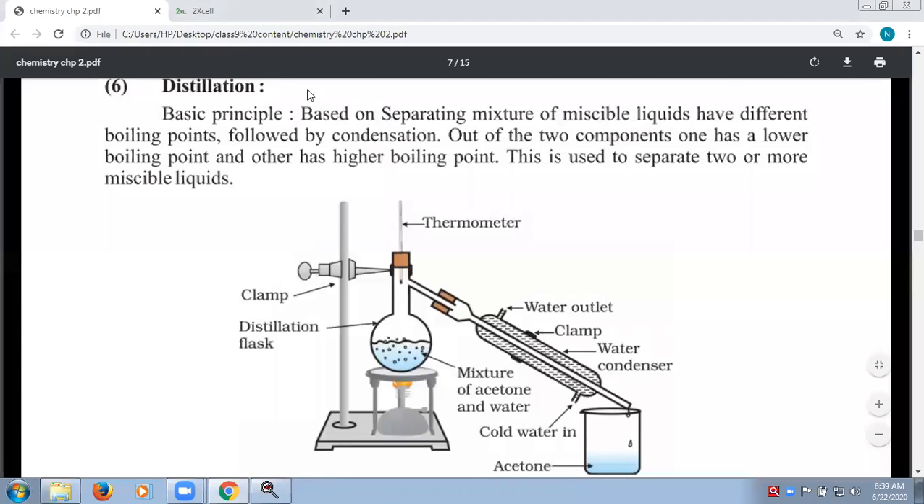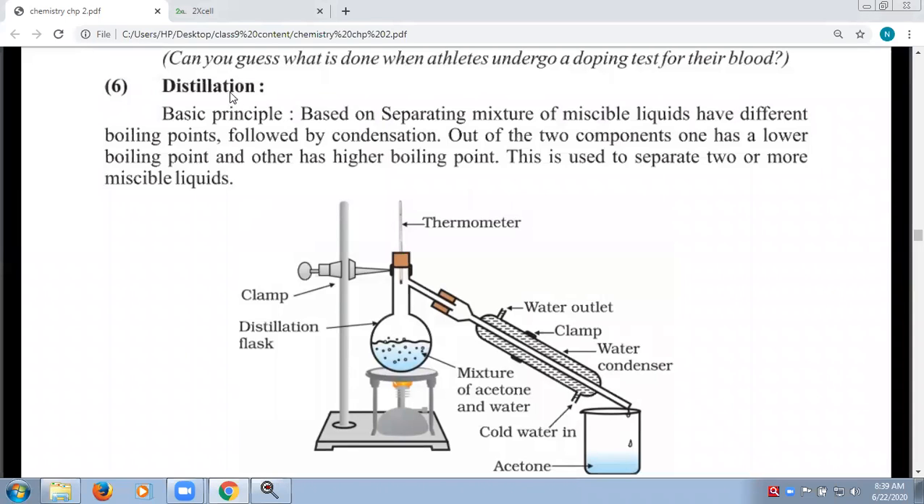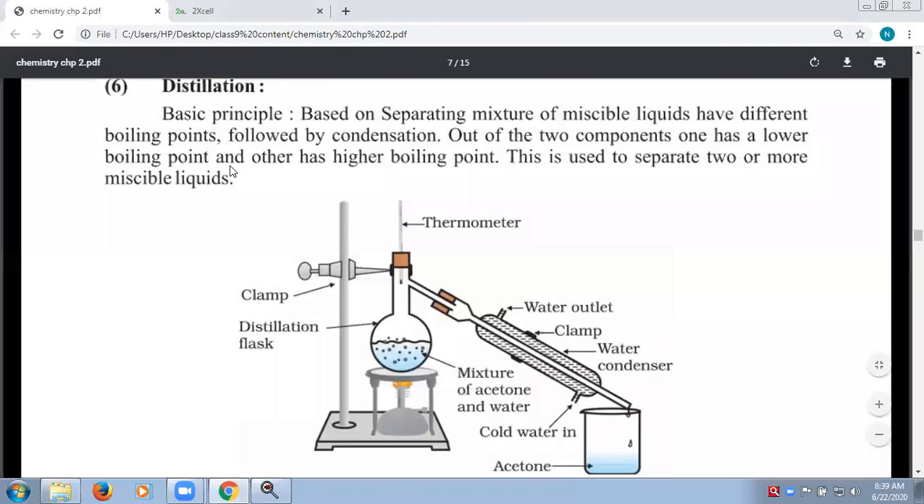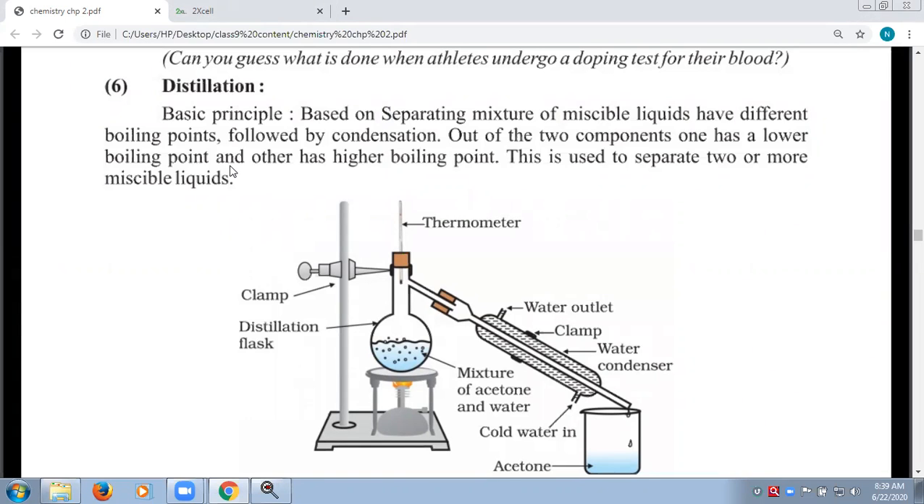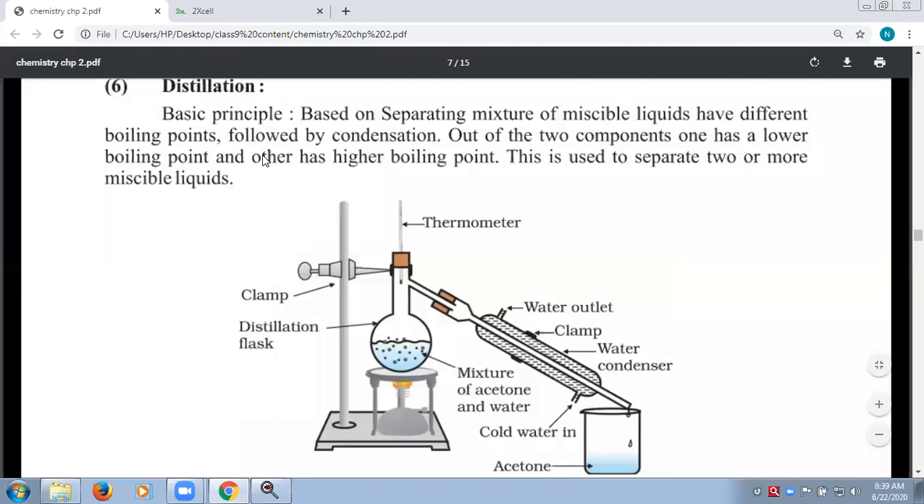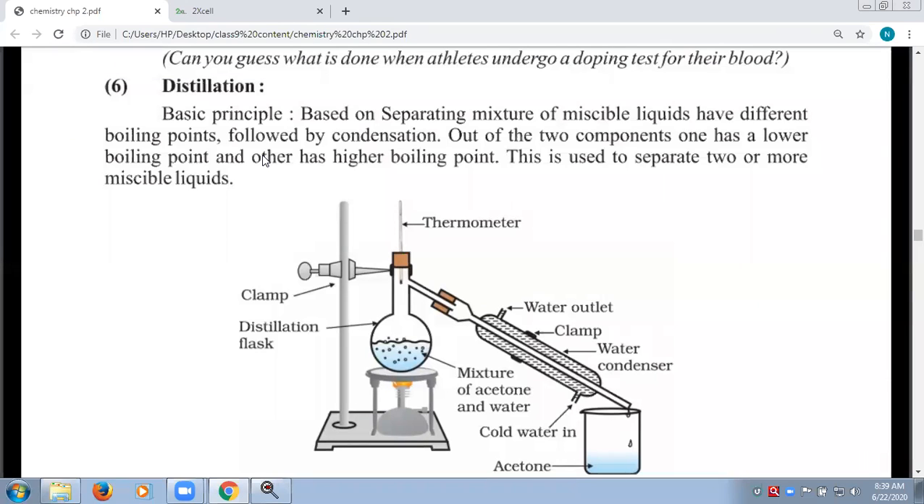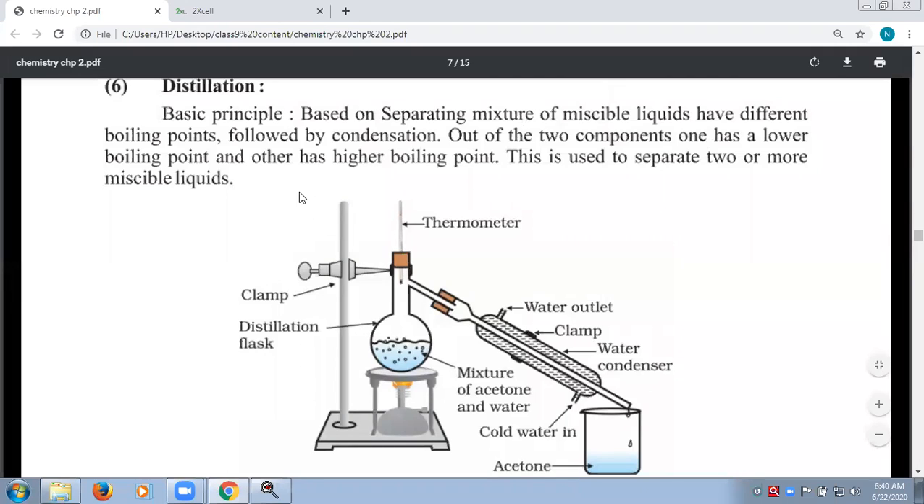Clear? Now the basic principle behind distillation is difference in boiling point. This word, distillation, refers to evaporation followed by condensation. Try to listen and understand very carefully. Distillation is a process of evaporation followed by condensation, based on separating mixtures of miscible liquids having different boiling points. This is the basic principle.